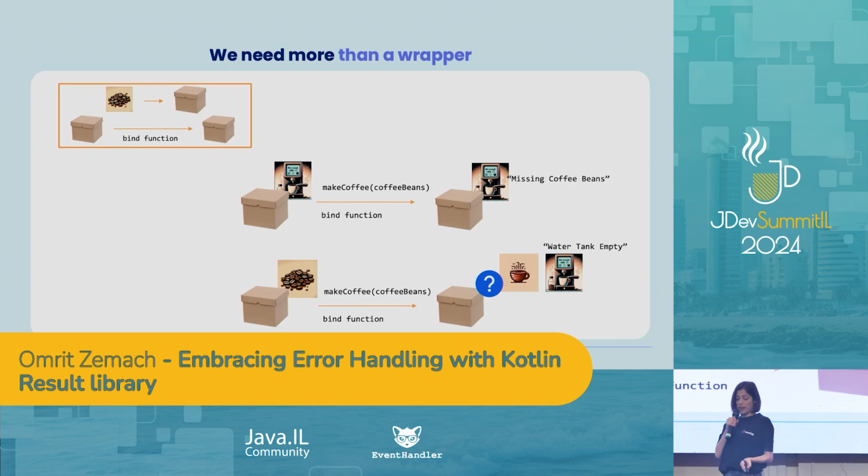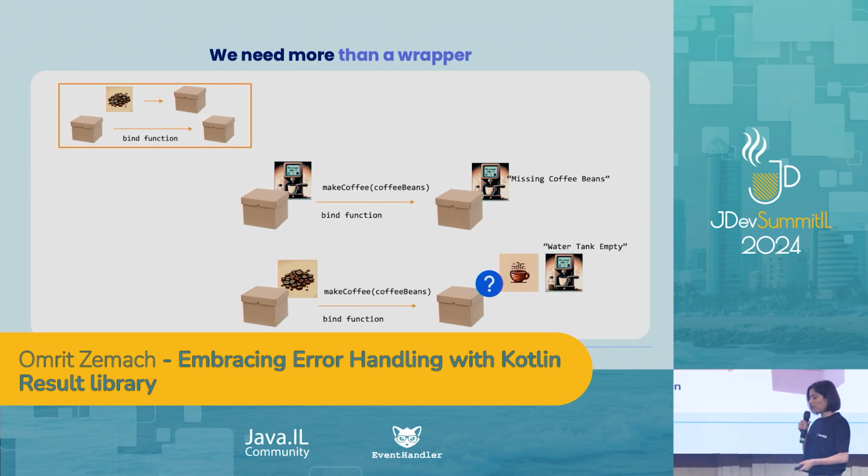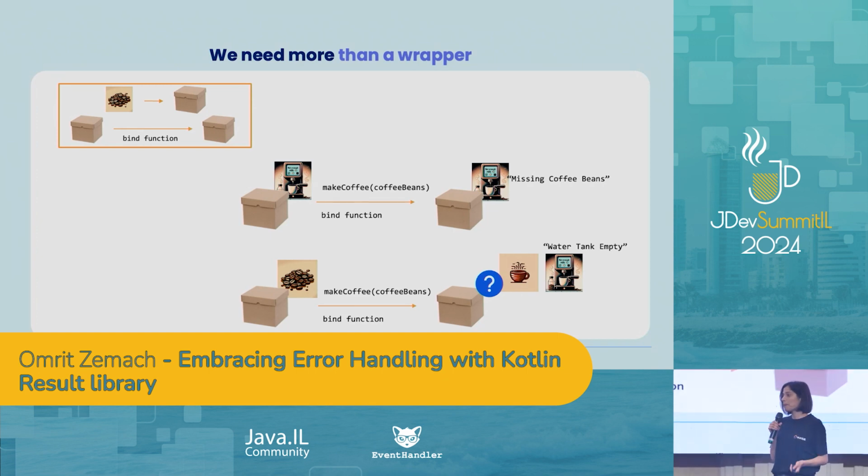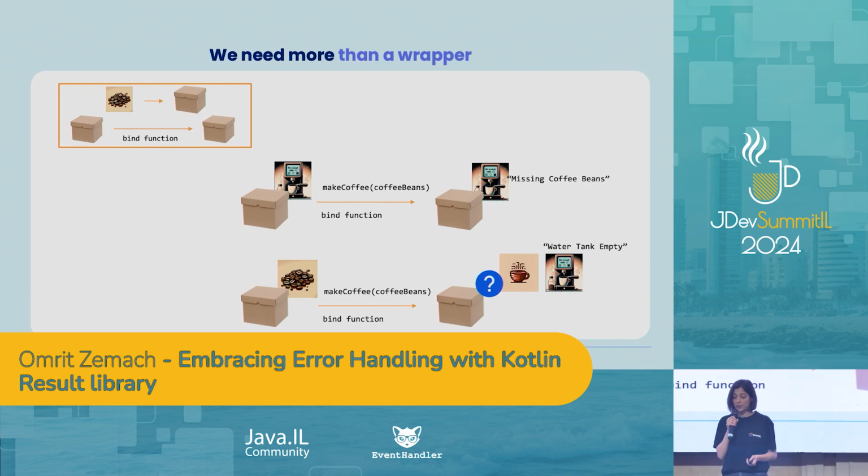In case it gets a wrapper with a success value, it will unwrap the success value and apply it to the next operation that will return a wrapper with either success or an error. So in the end, if everything goes successfully, we will end up with a wrapper with a success value inside. But if something went wrong, we will get as an output a wrapper with the exact and detailed error message of what happened to the coffee machine.